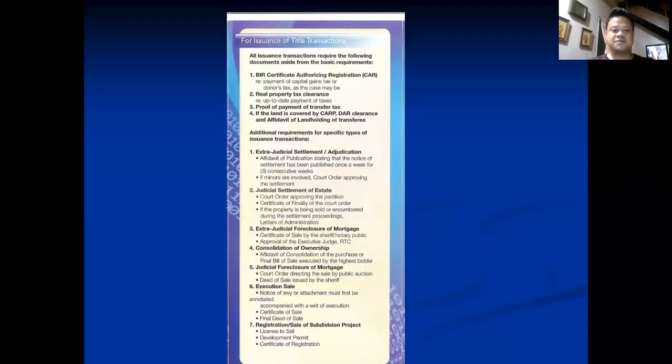Now, there are instances when there is a disagreement among the heirs as to how to distribute the estate. One of the heirs would not like to sign. Why? Well, so many reasons. And these reasons contribute to the need for a lawyer, di ba? So there is a need for a court order approving the partition.